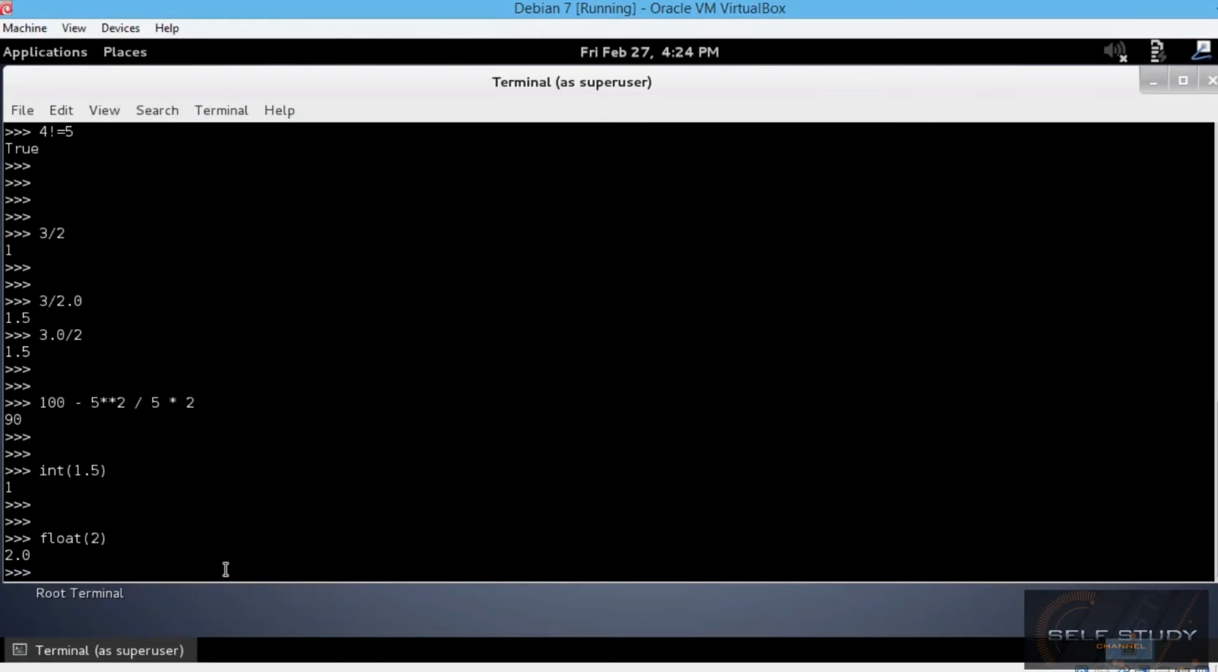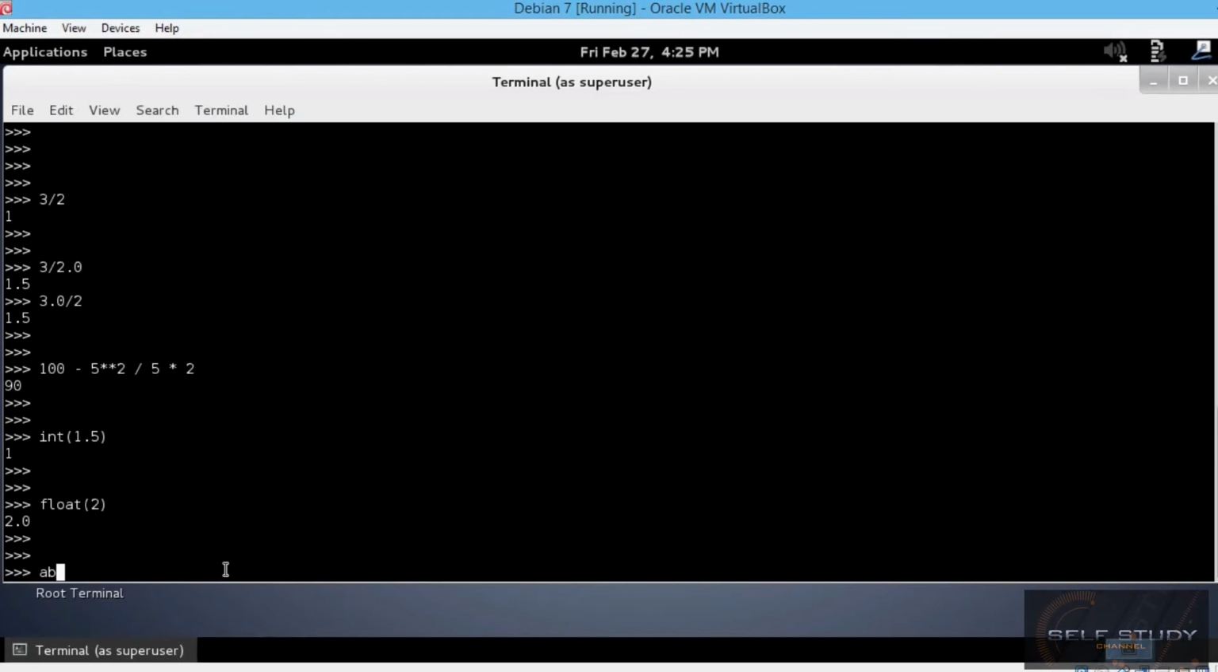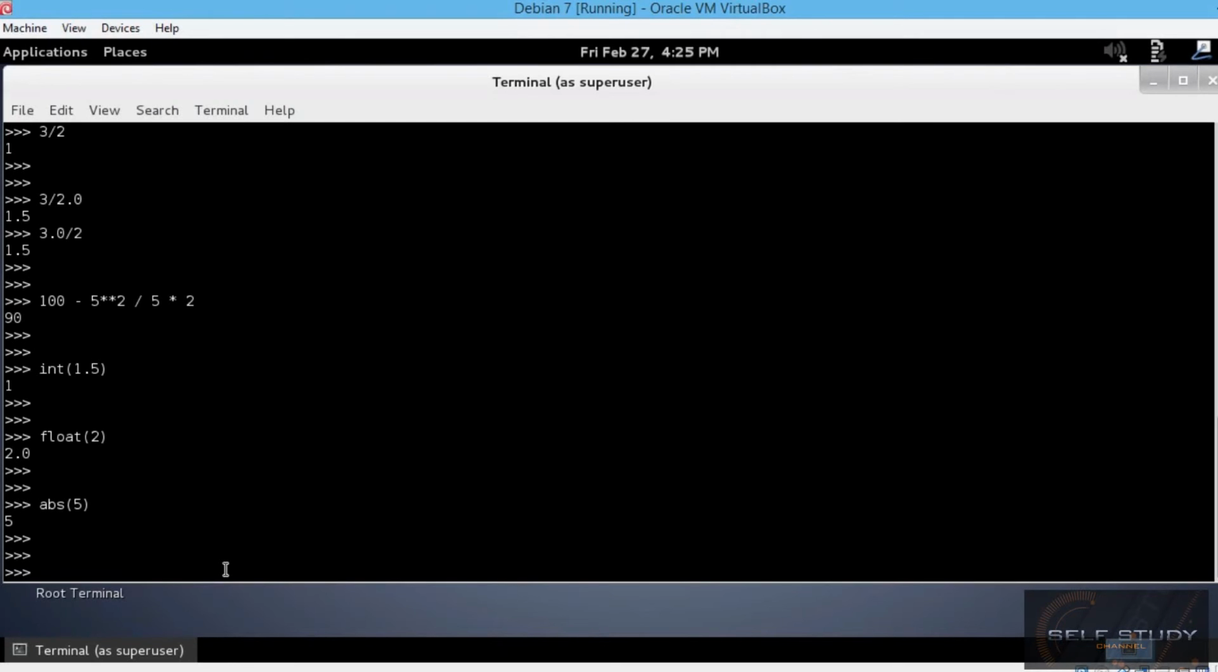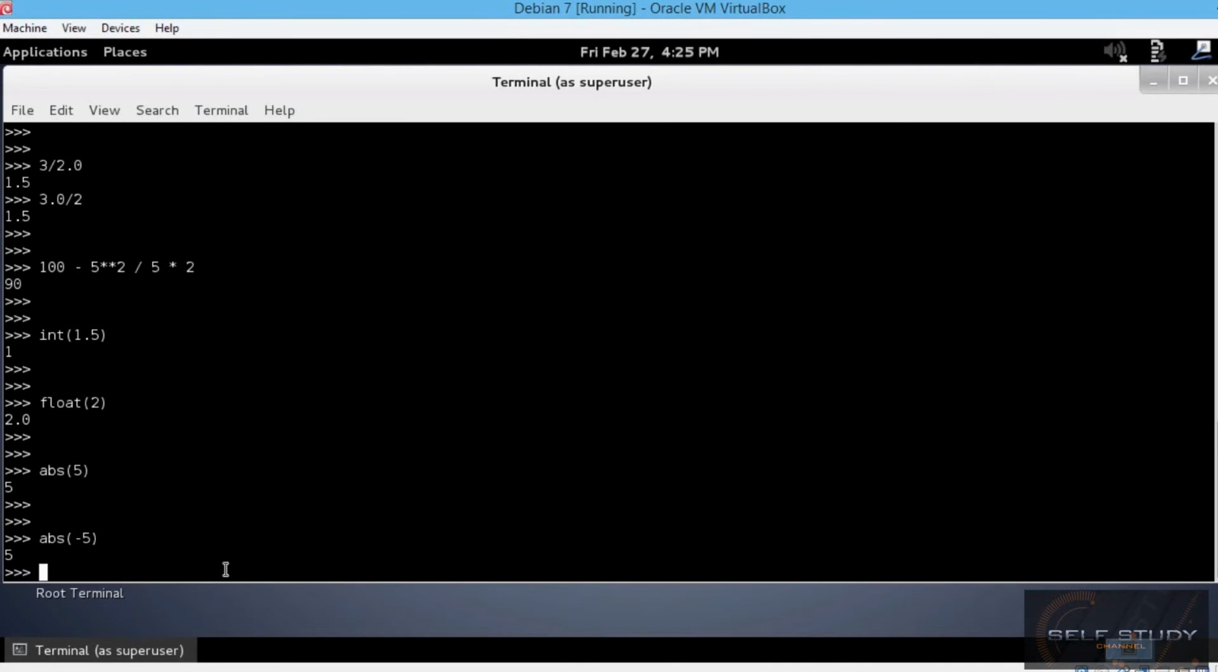Finally, let's look at a few more functions which may come in handy in the future. First, the absolute value. This is the distance between the number in the parentheses and 0. The function for this is called ABS. So ABS of 5 will give us 5 because 5 is 5 units away from 0. This is also true for ABS of minus 5. The result is the same because minus 5 is also 5 units away from 0.